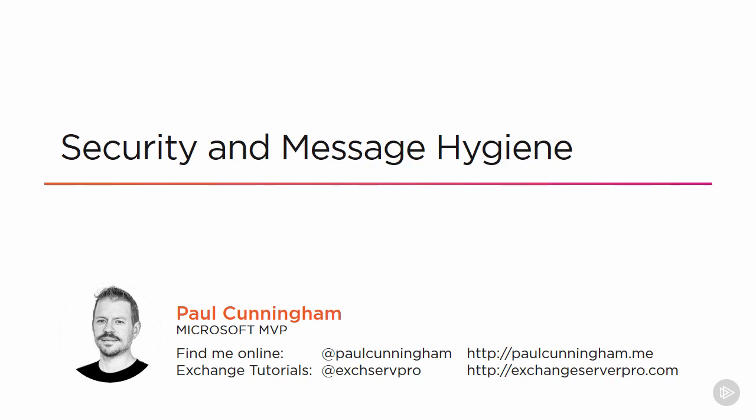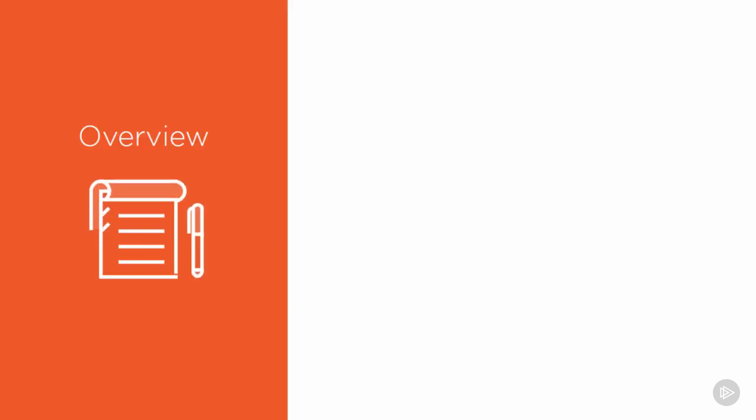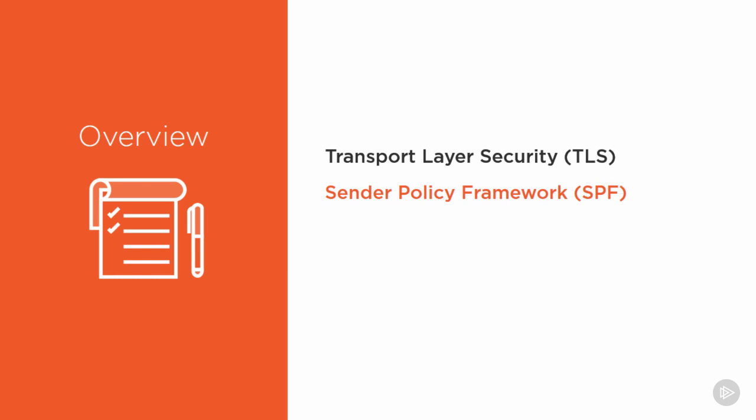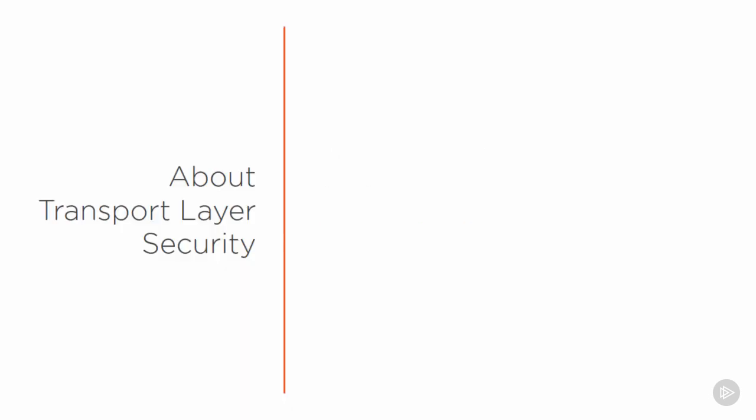In this module, we're going to get into some security and message hygiene topics. The first is Transport Layer Security, or TLS, which is all about protecting email in transit. We'll also look at the Sender Policy Framework, or SPF, which is intended to reduce spam and spoofing of your domains. After that, we'll look at the built-in anti-spam features of Exchange 2016.